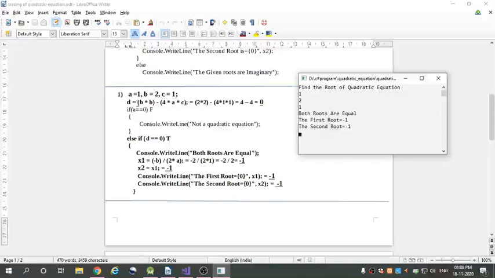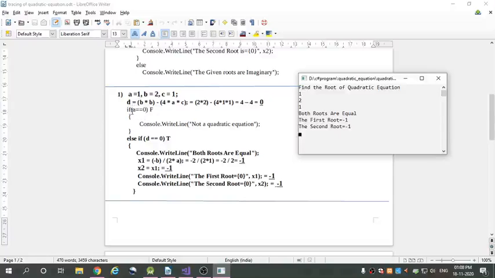After that d is equal to b into b minus, in bracket, 4 into a into c. The b value is 2, so 2 into 2 is 4, and 4 into a value 1 and c value 1, 4 into 1 into 1 is 4, and 4 minus 4 is 0, so that 0 will be stored in this d variable. After that it checks for the condition if d is equal to 0 or not.